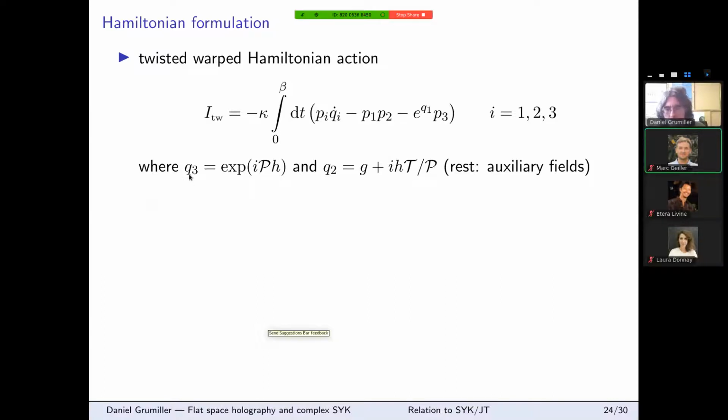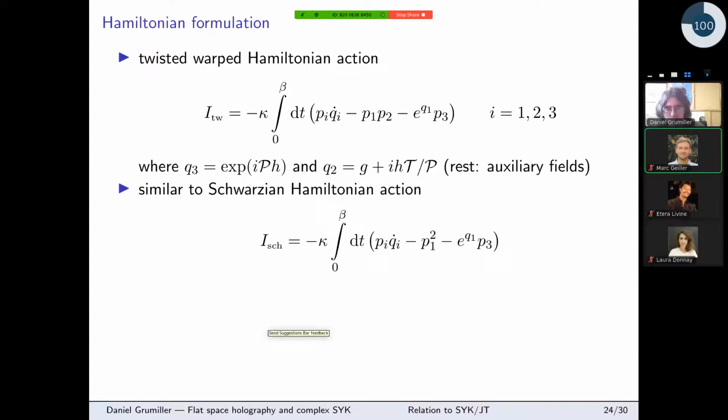So there are a couple of auxiliary fields. And if you are familiar with the Schwarzian action, again, you will recognize the similarities. So here's the Hamiltonian version of the Schwarzian action, again, with some auxiliary fields. And you see the only difference between the two is that the kinetic term here is given by P1 squared, whereas here it's a bilinear P1, P2. That's the only difference, but it's a crucial difference.